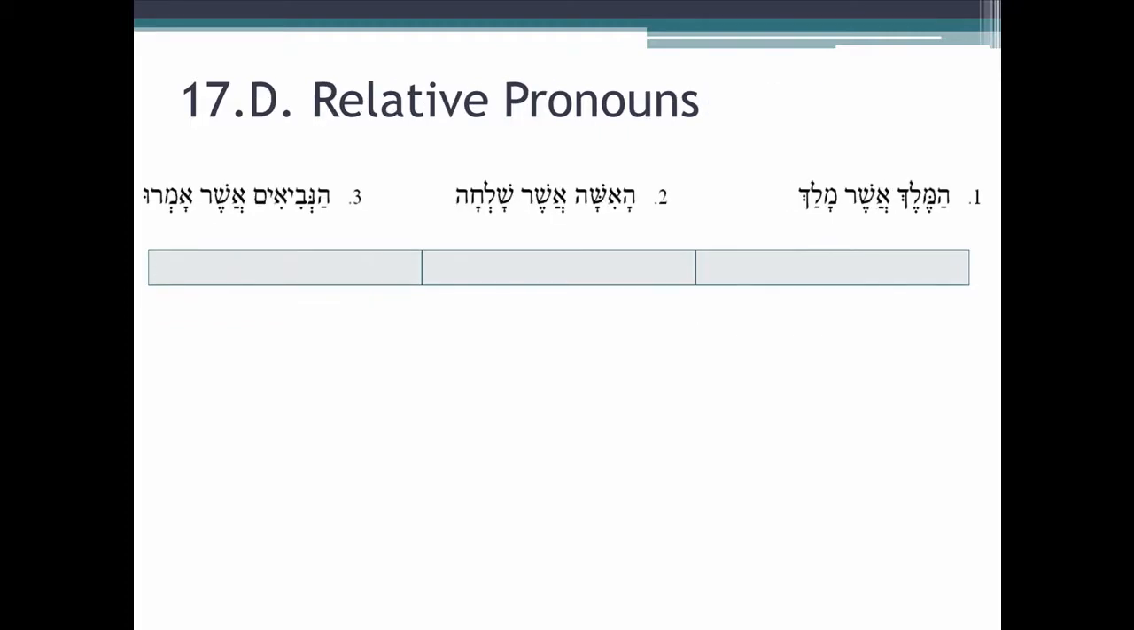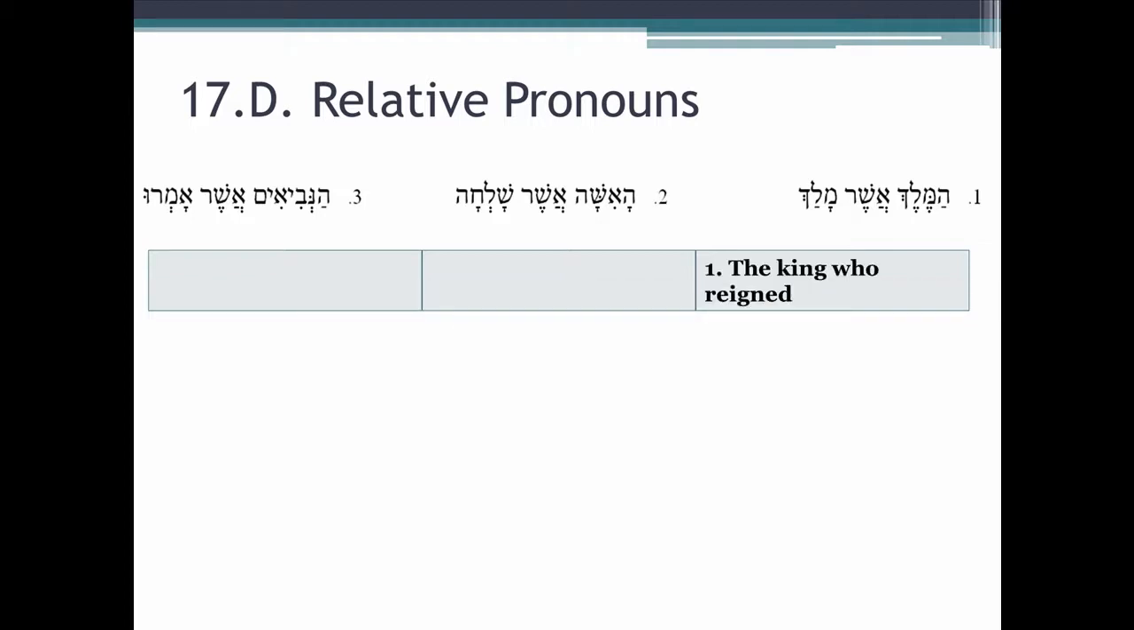Relative pronouns, section D. Number 1, Hamelech Asher Malak, the king who reigned. So here's the king, relative pronoun who, and then Malak, this is the verb. Again, no prefix and no suffix, so this is a perfect form, most simple form, Qal perfect, third masculine singular, he reigned. So the whole thing is the king who reigned. You wouldn't say the king who he reigned. Again, the relative pronoun in English has to be combined coherently with the verb.